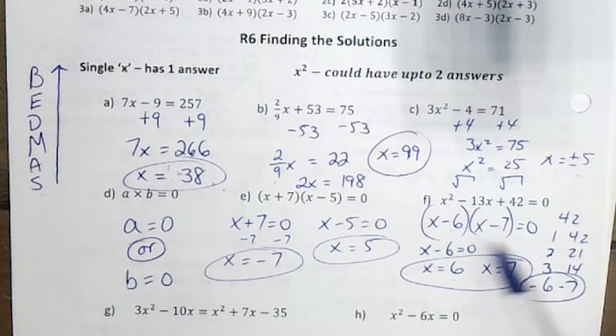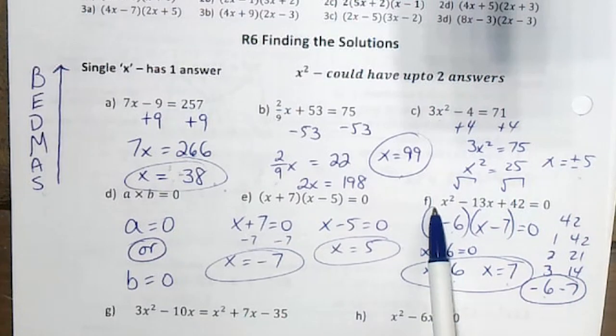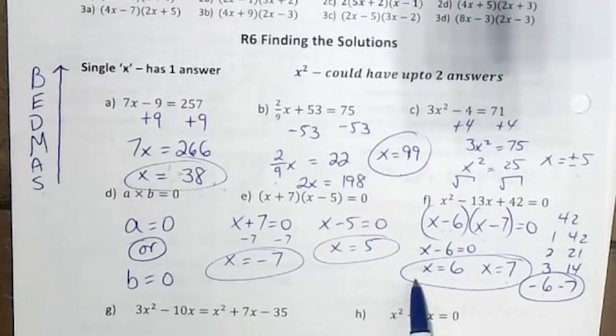So I factor it. I get the two binomials. Each one gives me one solution. I just have to do that extra step. So x squared, we factor it, two solutions.